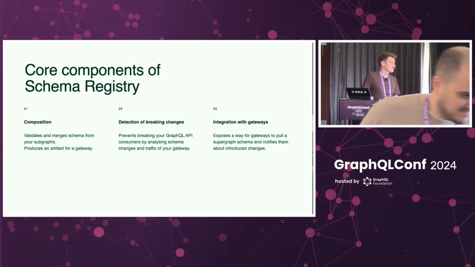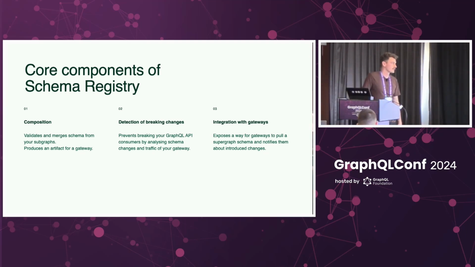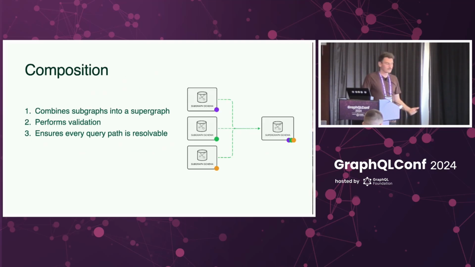So that's one, the second thing. And also, there is no Schema Registry without the gateway, right? So you have to integrate it somehow. And when building your own Schema Registry, you need to think about all of those 3 options, right? So the composition, in short, is basically checking if the integrity between subgraphs is correct, if they can be merged, and you also perform a lot of validation, actually.